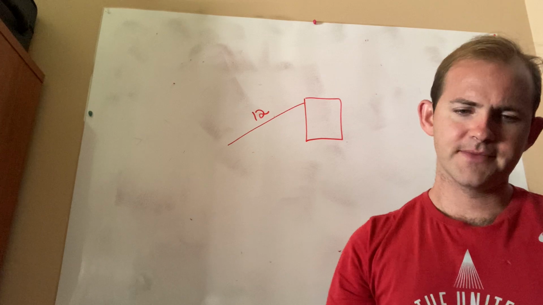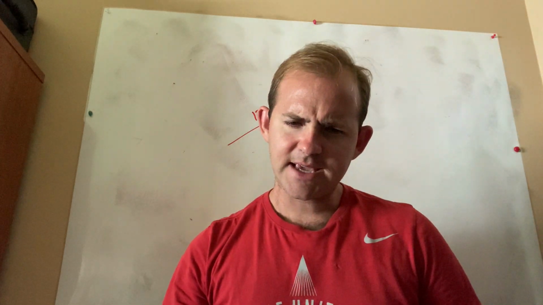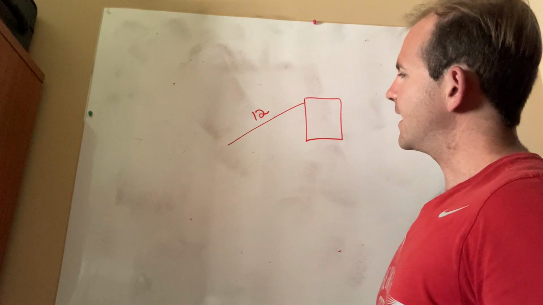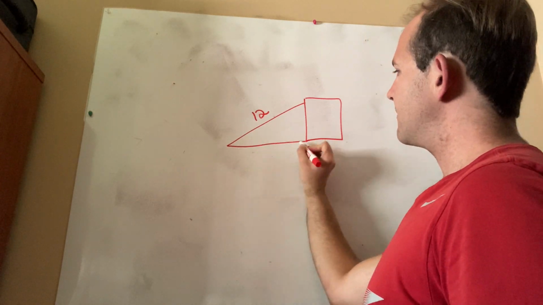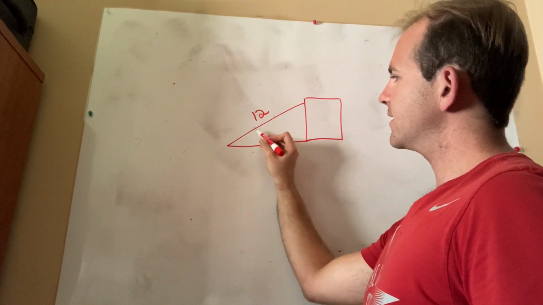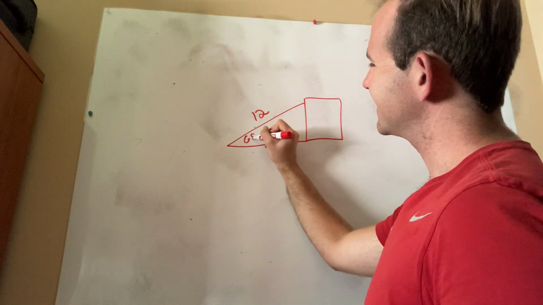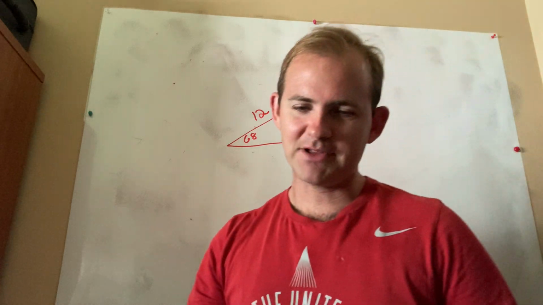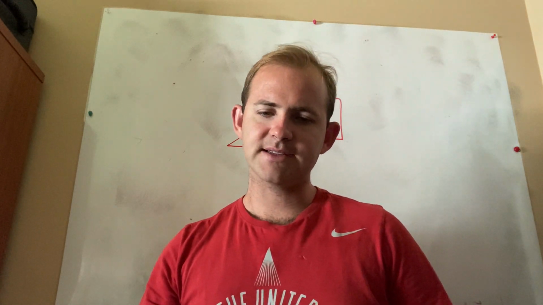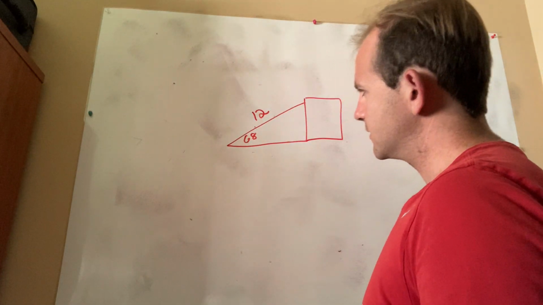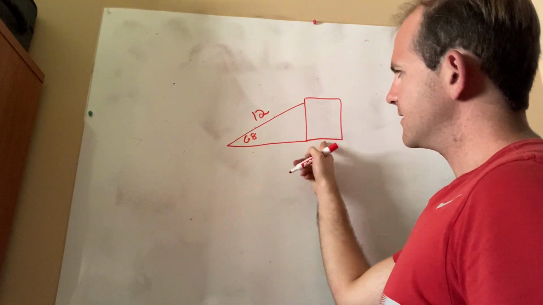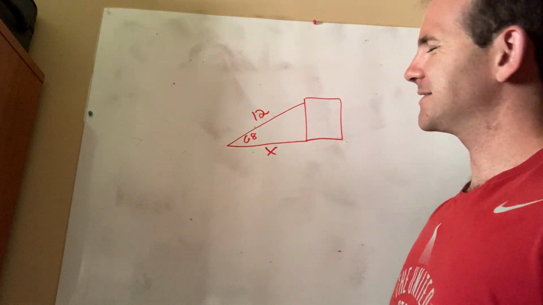I know that's 12. Then it says the angle formed by the ladder and the ground. Let's find that. So here's the ground, the flat, and there's the ladder. Where's the angle in between? Right here, so there's my 68. And what they're asking me is how far from the base of the house did he place the ladder? So the base of the ladder is right here, and here's the house. So this is what they're asking for.